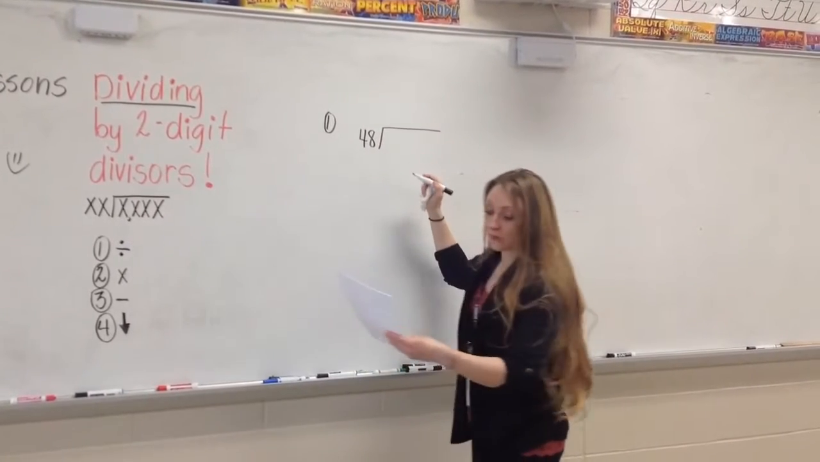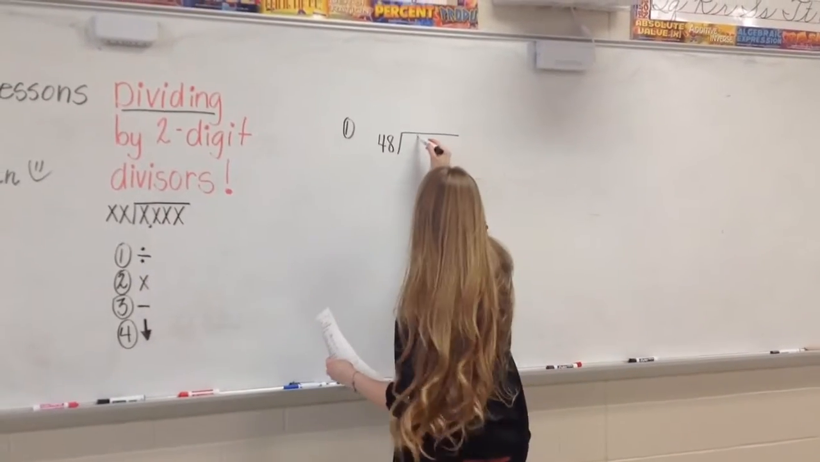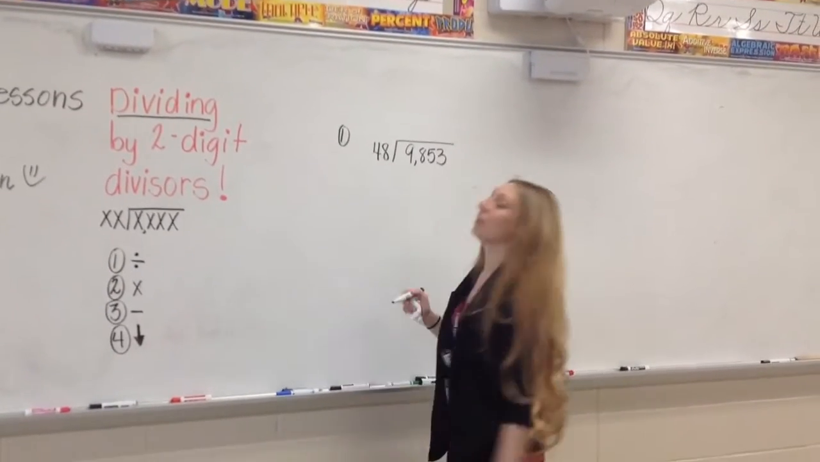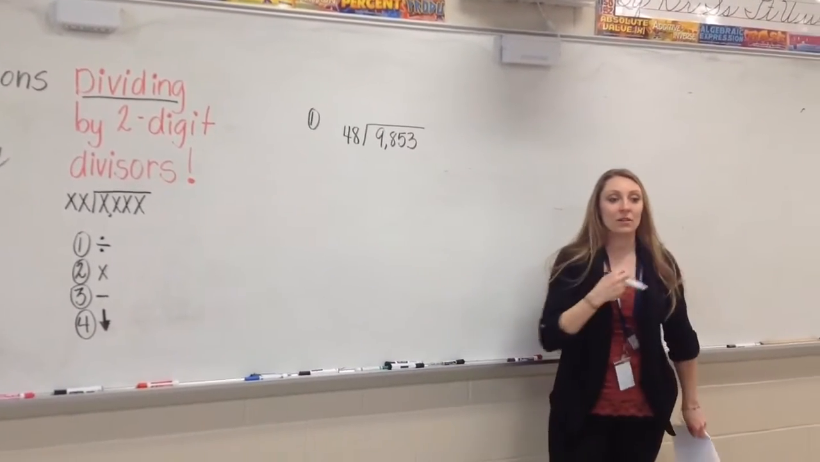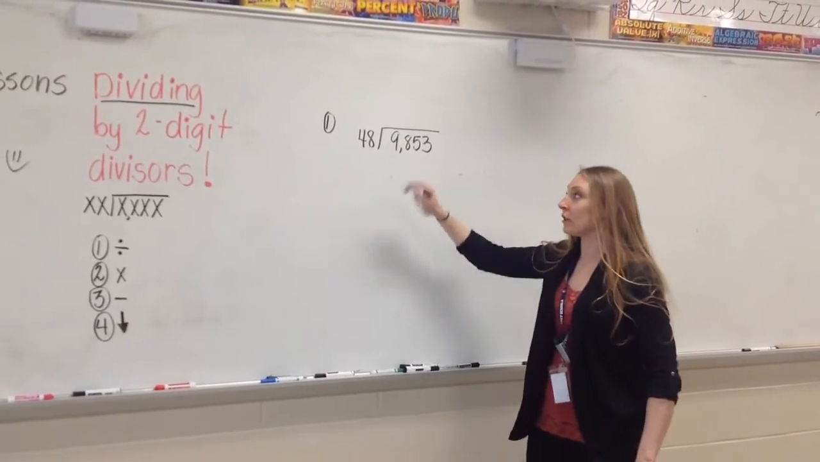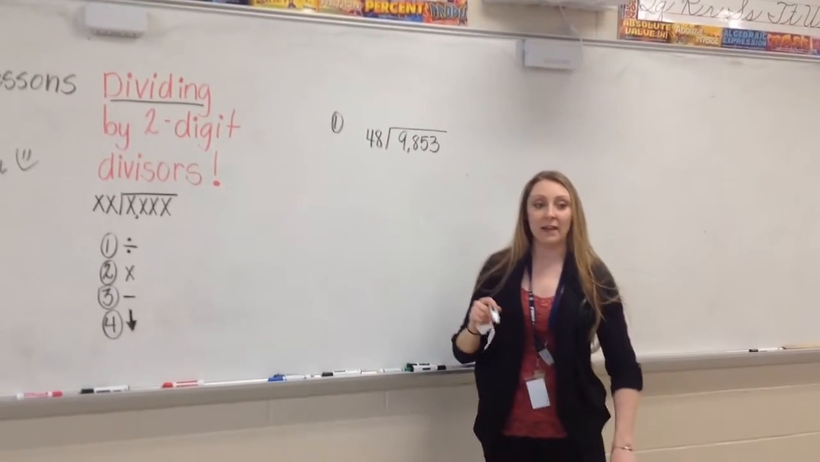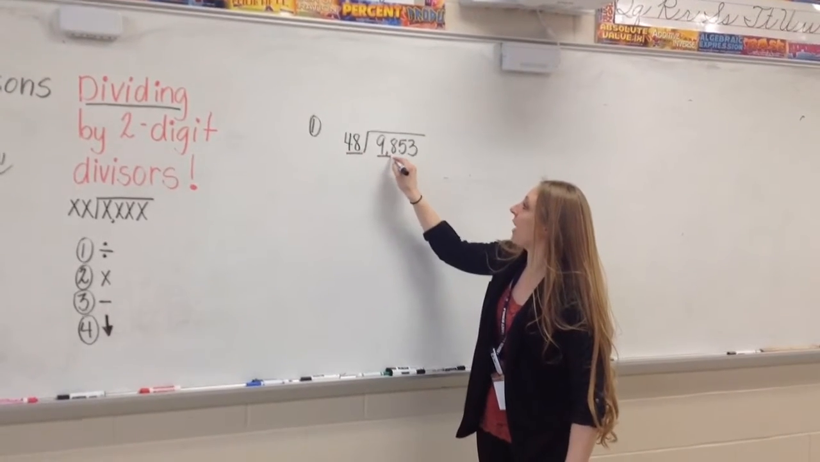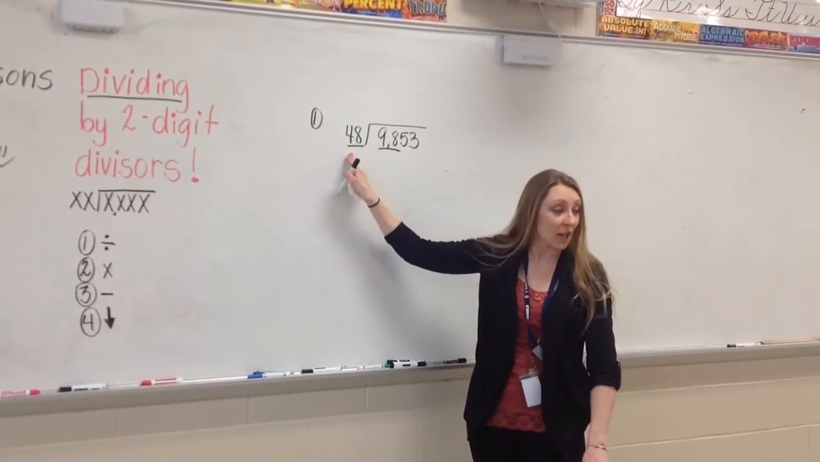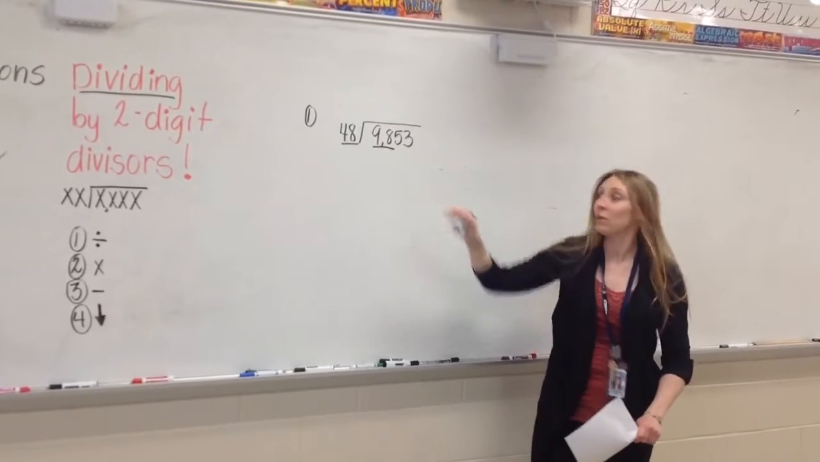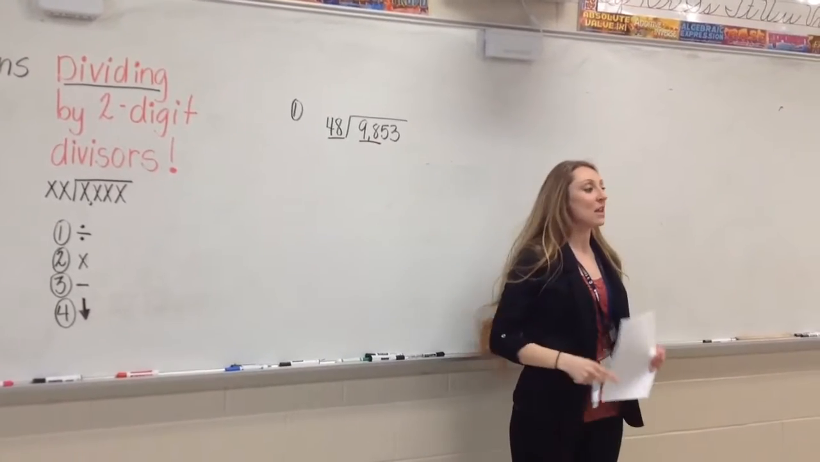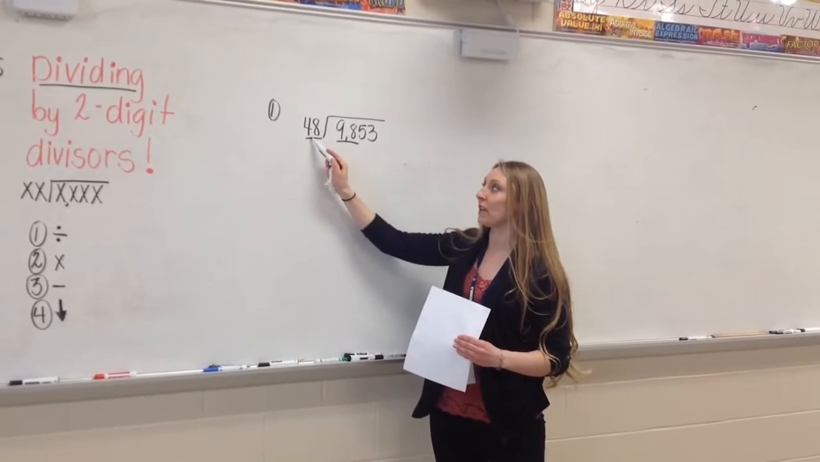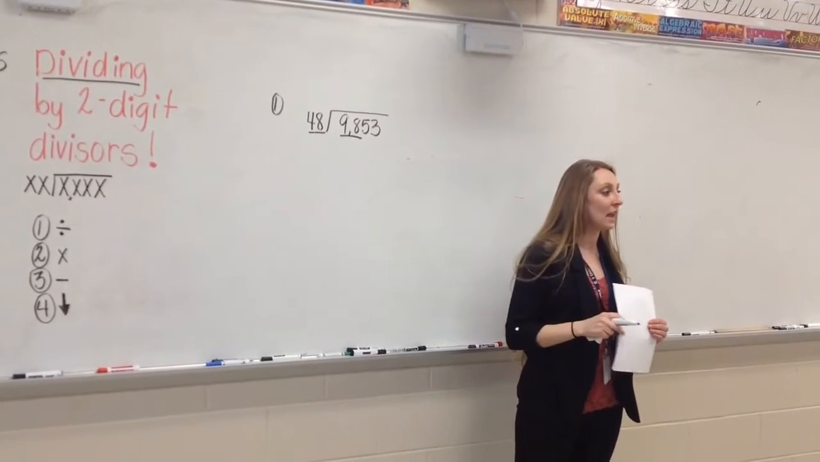My original problem says 9,853 divided by 48. So what I would do first is I would take a look at this problem, and I'm going to ask myself, since I have 2 digits in my divisor, how many times can that number, in this case 48, go into the first 2 digits that make up the dividend? So I'm asking myself, how many times does 48 go into 98?